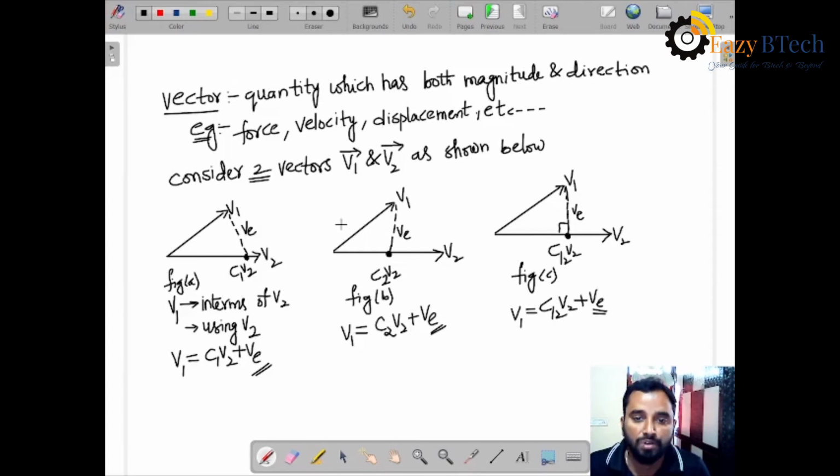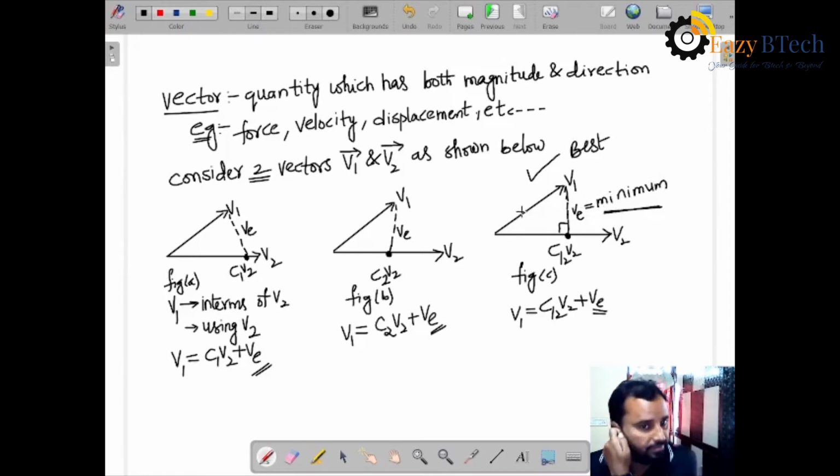If you compare 1, 2, 3 or figures A, B, C, the third figure is the best approximation because error is minimum here. That is the point. Minimum error we consider. If the error is more, it is useless, that method is meaningless.